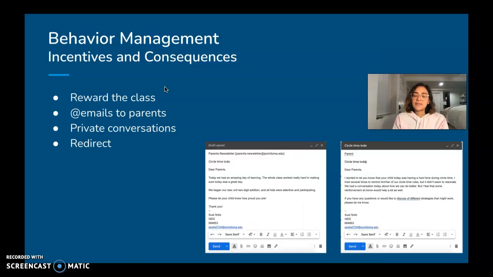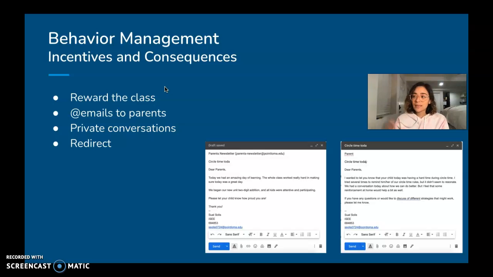Behavior management, incentives, and consequences. I would want to make sure that I reward students if they do well, like as a class, give them 5 extra minutes of playtime, or watch a funny 5-minute video, or give them 5 more minutes of reading time if that's what they want. I think as a class, if I see that they're doing well, I would reward them, but I would also recognize students for doing well.